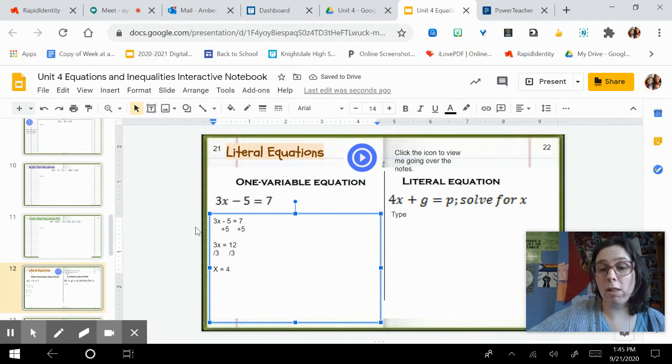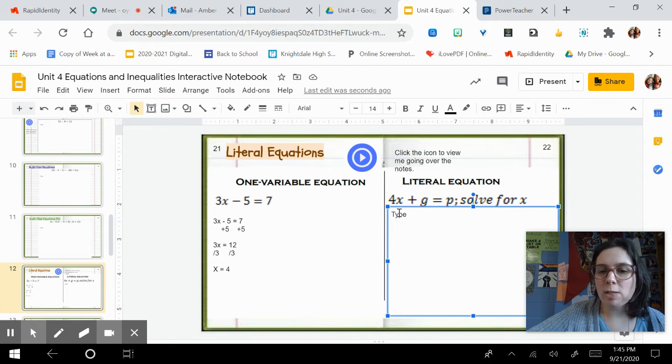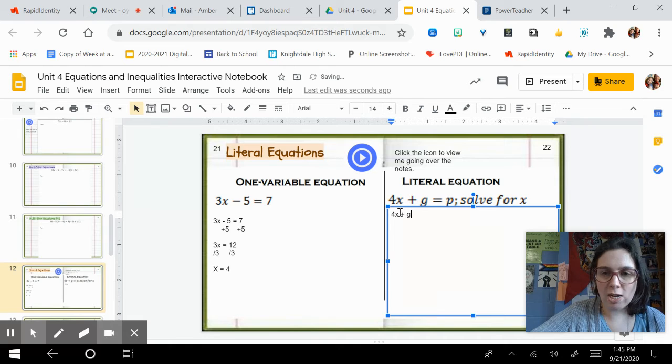But now when we do the literal equation, it's not going to have a numerical solution. It's going to be a variable on its own equal to the other variables or numbers. So let's look here. So we have 4x plus g equals p. 4x plus g equals p. And it says solve for x. So we're going to essentially do the exact same thing that we did here with the one variable, same exact steps. We just won't have a numerical number for an answer.